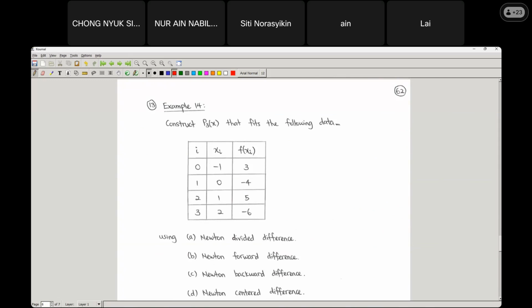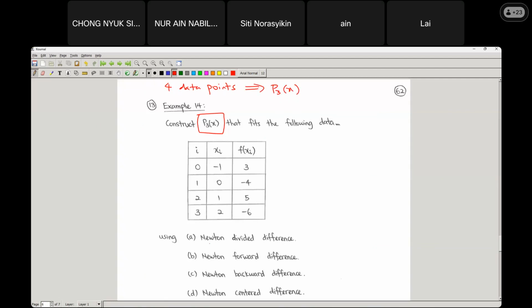So what you need to do first, you need to construct P3(x), because you have 4 data points. Okay, so you have 4 data points, so you can construct P3(x). If you have 5 data points, you can find P4(x). Okay, so it is the number of data points minus 1. That will be your Pn. Okay, that fits the following data.